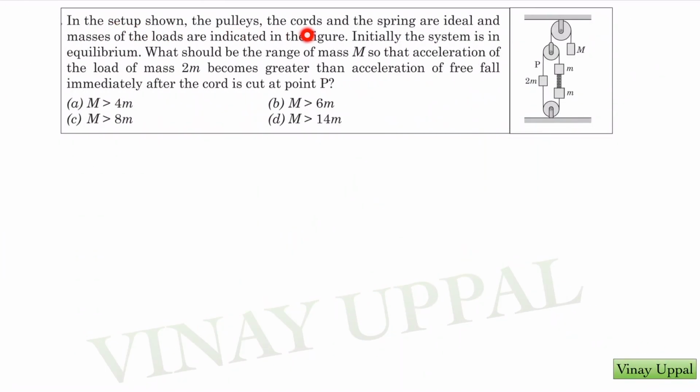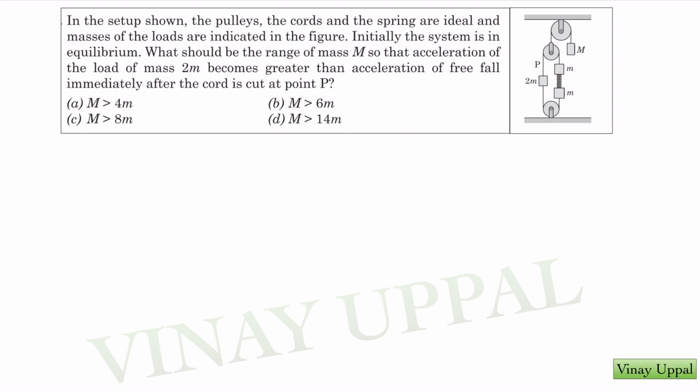In the setup shown, the pulleys, the cords and the spring are ideal and the masses of the loads are indicated in the figure. So I have a block of mass capital M and 3 other blocks whose masses are shown. Initially the system is in equilibrium. What should be the range of capital M so that the acceleration of the load of mass 2m here becomes greater than acceleration of free fall, so greater than g, immediately after the cord is cut at point P. So at point P, if this string is cut, I need the acceleration of 2m to be greater than g.